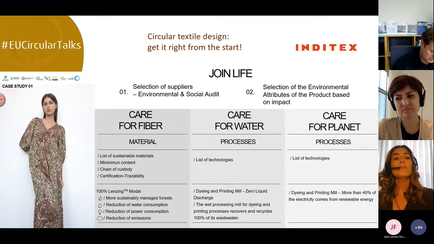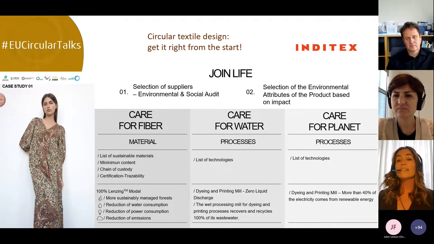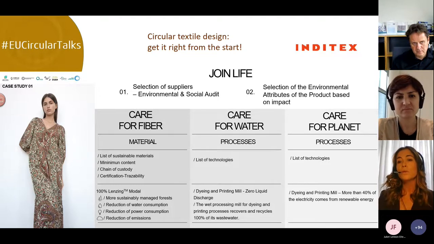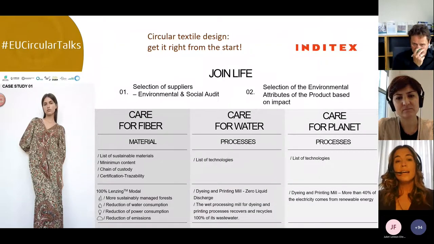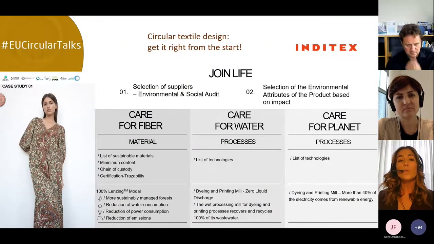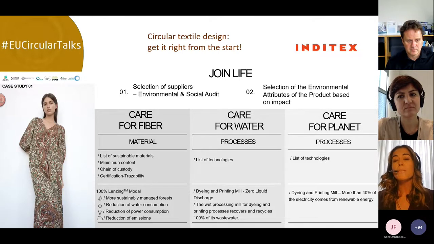So this example, this dress that I'm bringing here, has the three categories. It is a Join Life garment with a care for fiber, care for water, and care for planet classification. Why? Because the designer chose one of the materials from our internal list of sustainable materials, proven with an LCA approach to have a lower environmental impact with a minimum content. It's not only the material, but also a minimum content with a chain of custody that has been proven, and with a certification on all the traceability.